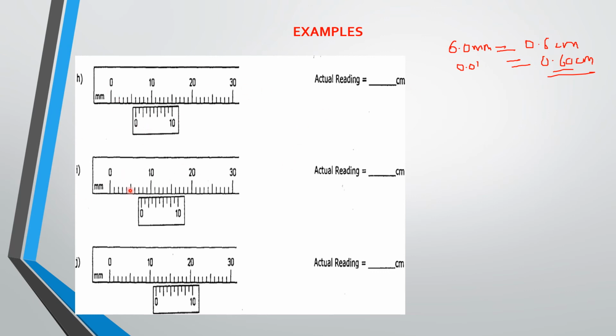Now let's look at the second one closely. Let's see the reading from the zero on the main scale, the reading that is just before the zero on the Vernier scale. We have 1, 2, 3, 4, 5, 6.